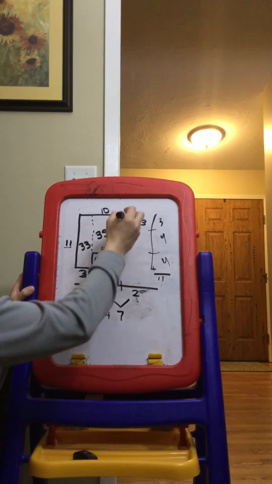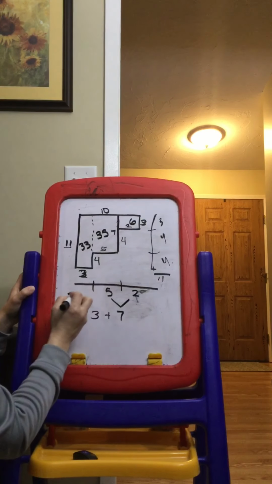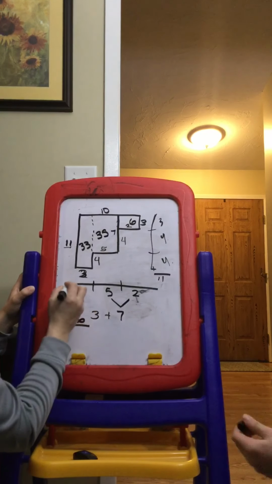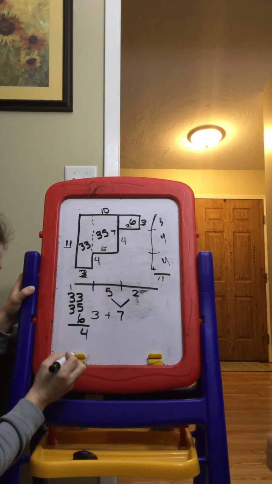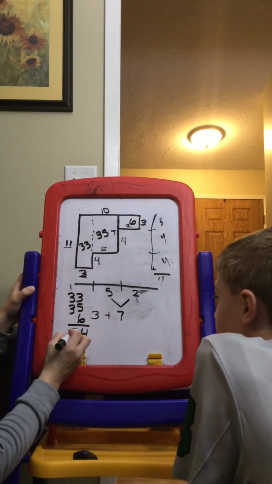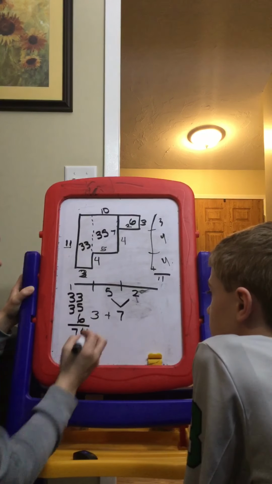So what do I need to do with all these? You need to add them. So 33, 35, and 6. You're checking my math, right, Wes? Oh, yeah. 3 plus 3 plus 1 is 7. And then it's 74 tiles.